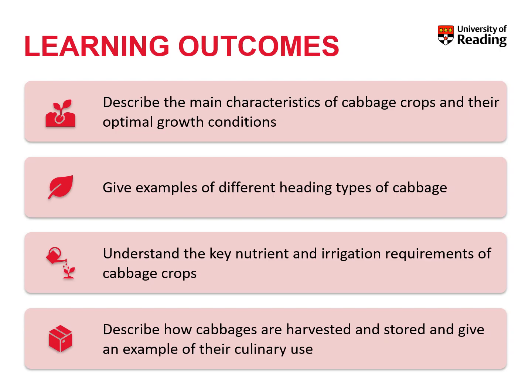So learning outcomes are to describe the main characteristics of cabbage crops and their optimal growth conditions, give examples of heading types of cabbage, understand the key nutrient and irrigation requirements of cabbage crops, and describe how cabbages are harvested and stored, and give an example of their culinary use.